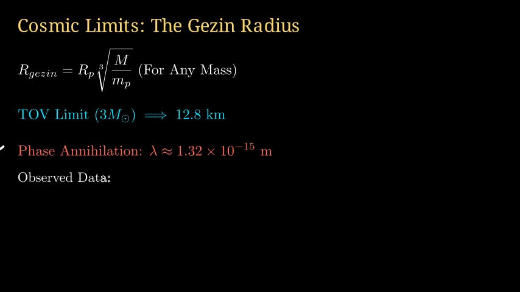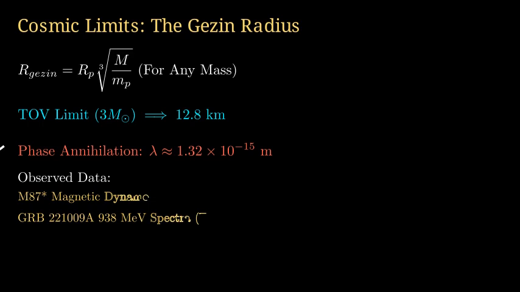This mechanism is actively supported by observational data. It accounts for the extreme magnetic dynamos captured by the Event Horizon Telescope at M87 star, and the massive gamma-ray spectra recorded by the Fermi Telescope during GRB 221009A.